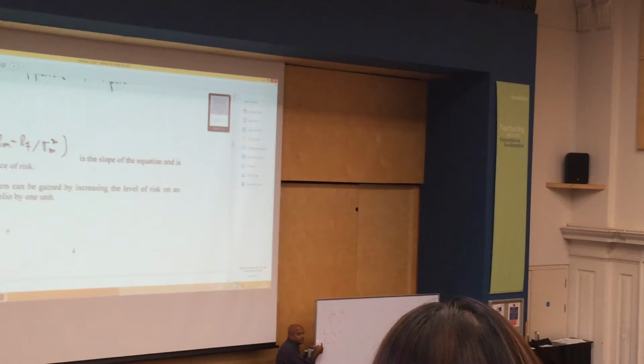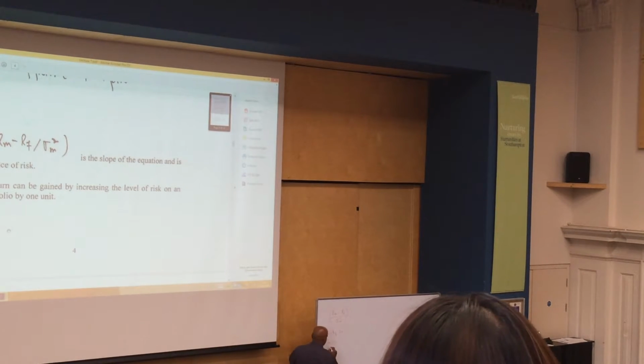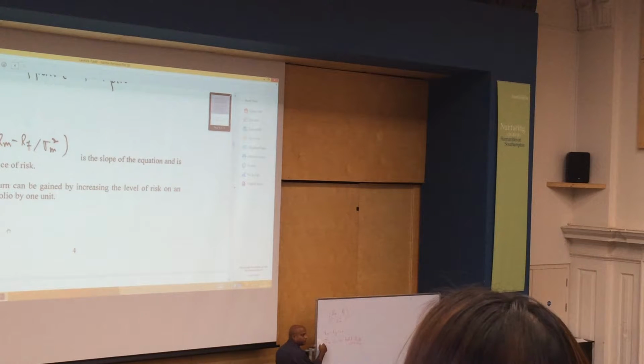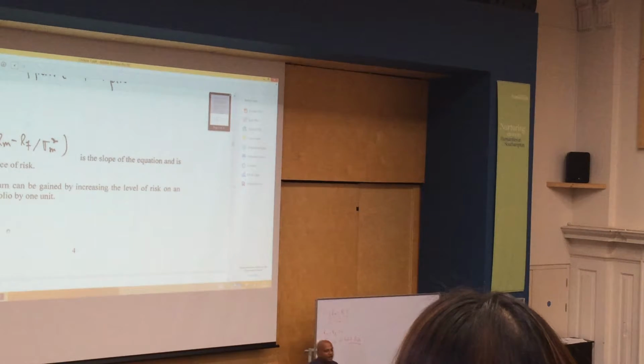So they said this is total risk. This guy is total risk. Standard deviation of market portfolio is total risk of the portfolio. He said, no, we don't want that. Total risk is not what we're concerned about. It's a part of total risk that we're concerned about.